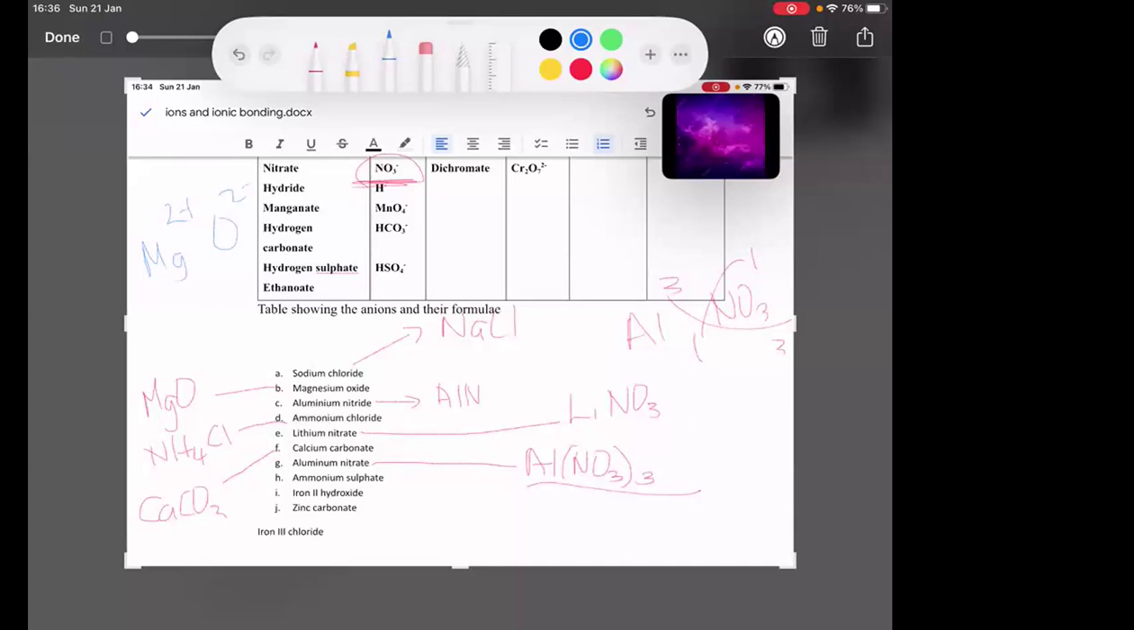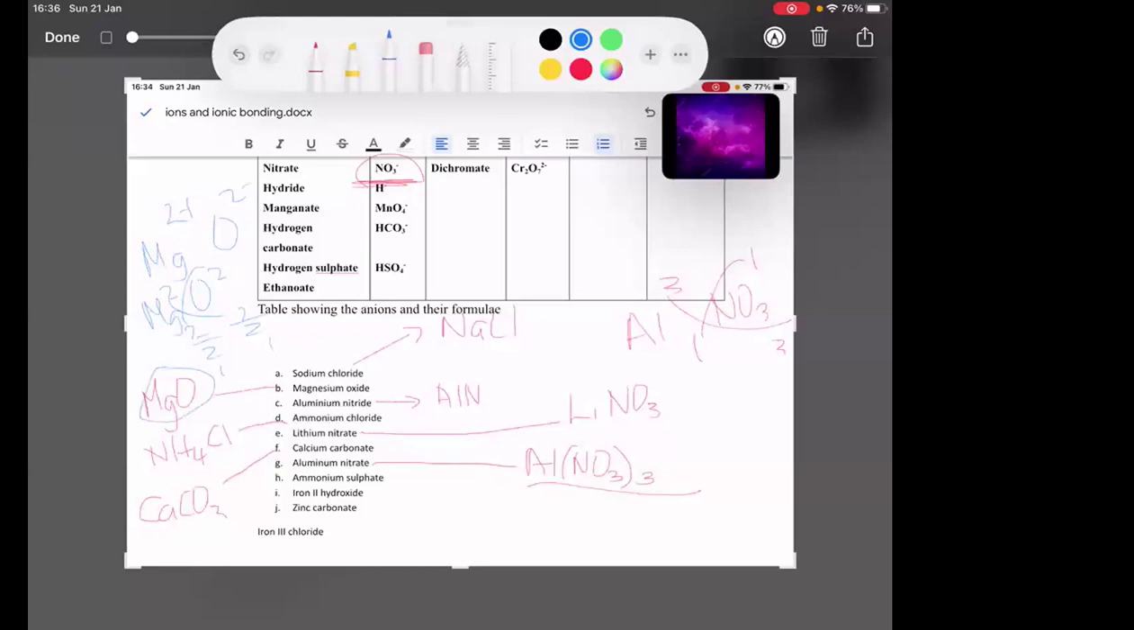Yes, so miss, it's Mg2 plus, the oxide ion is 2 minus, O2 minus, and the swap. Both of them are 2, so we're going to divide each of them by 2, so we get MgO. Clear? Is there any you want me to do over?